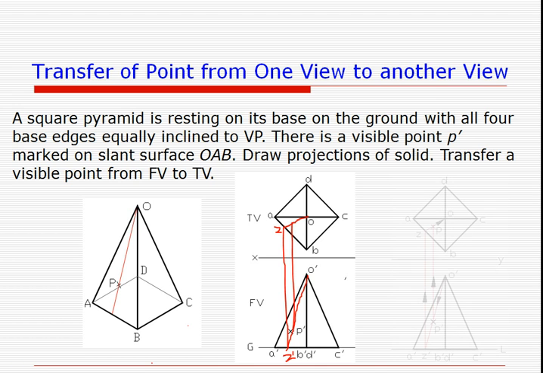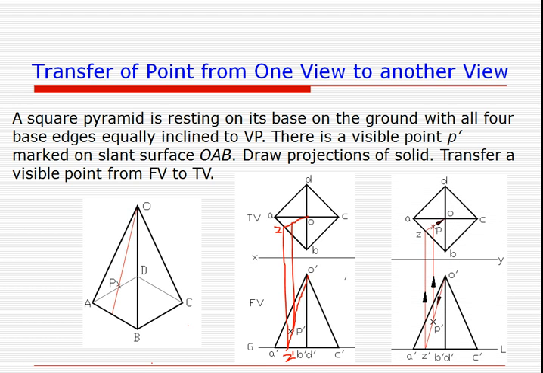You can see for clarity how we get it here. This line was passing through the P dash, and then from Z dash we get Z, then we get OZ. On that OZ in the top view we get the point P transferred.